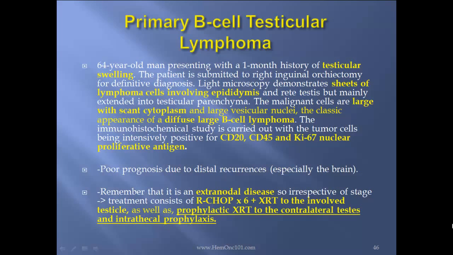The immunohistochemical study is carried out with the tumor cells being intensely positive for CD20, CD45, and Ki67. Poor prognosis due to distal recurrences, especially the brain. Remember that primary B-cell testicular lymphoma is an extranodal disease, so irrespective of stage, treatment consists of R-CHOP times 6, plus radiation to the involved testicle, as well as prophylactic radiation to the contralateral testes, and intrathecal prophylaxis.